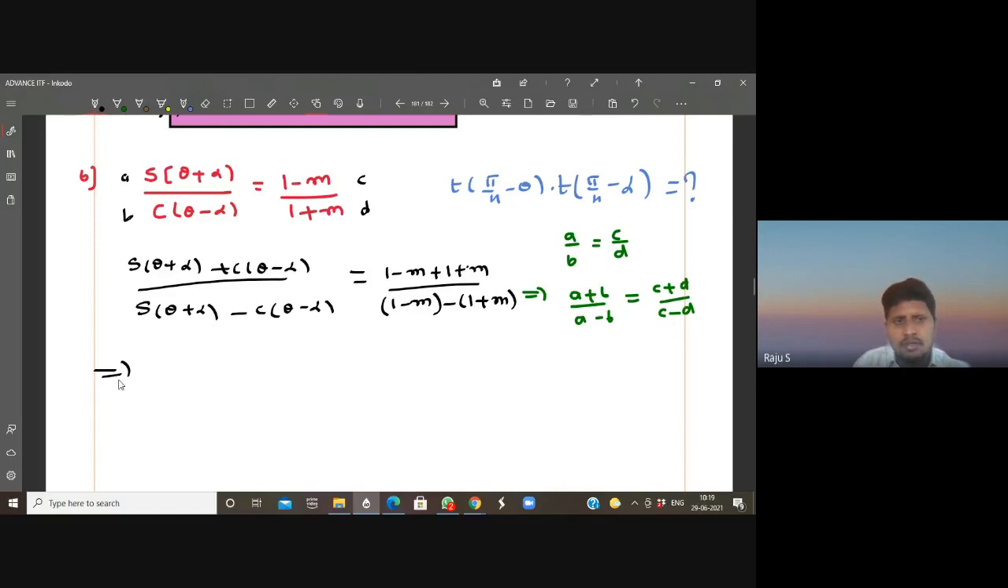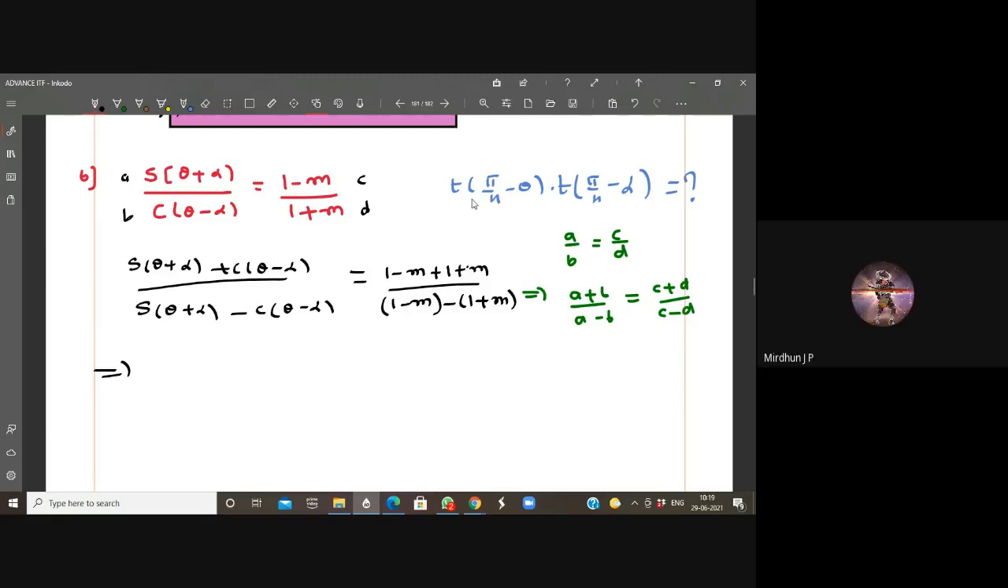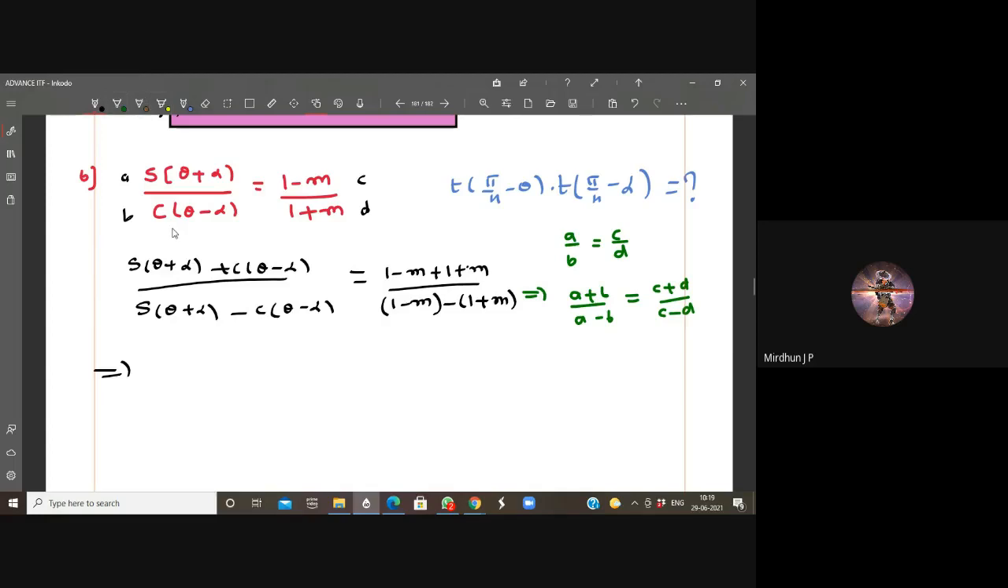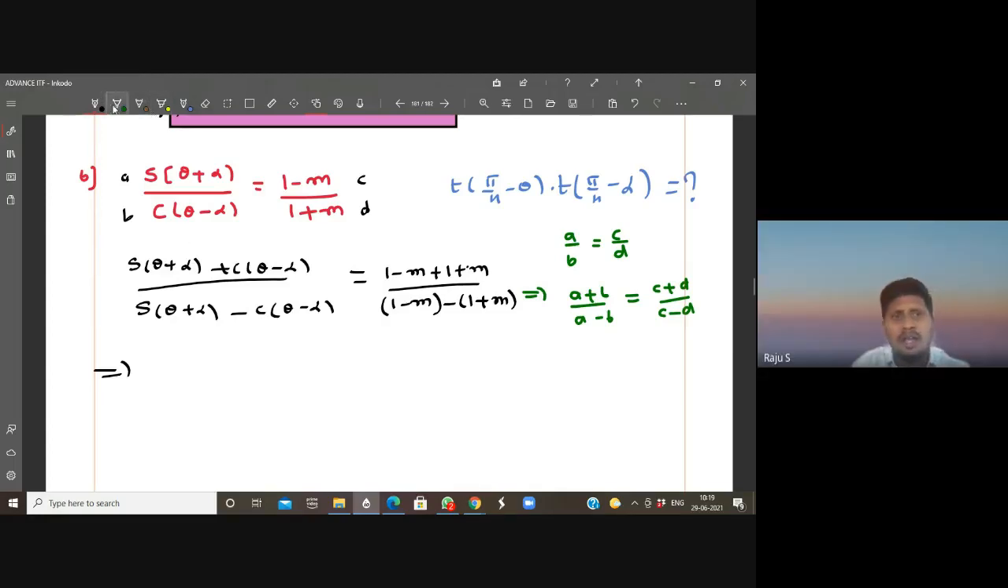Right, students? Then after that, what to do here? See, students, in this question, let us go to the LHS. We can simplify. M and M will get cancelled in the numerator. Okay, the right side will be okay.